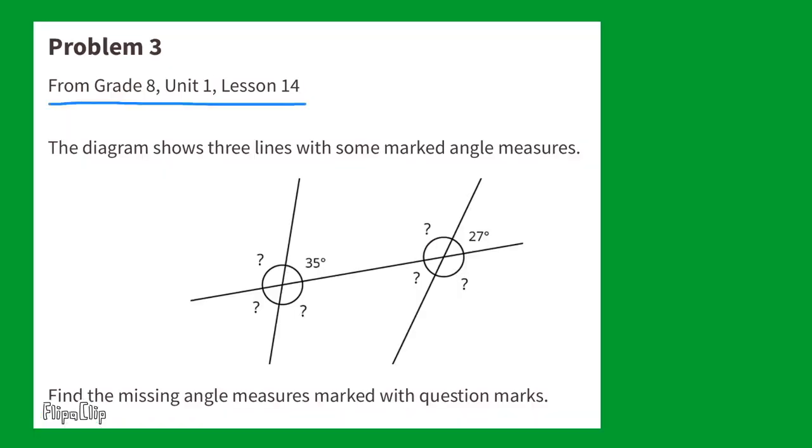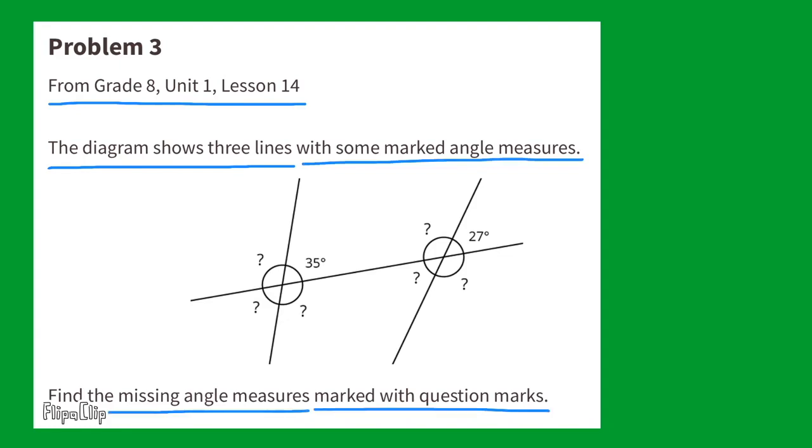Problem number 3 from 8th grade Unit 1 Lesson 14. The diagram shows 3 lines with some marked angle measures. Find the missing angle measures marked with question marks. Since I know that 2 supplemental angles total 180 degrees, I'm going to draw this line and use the information that they gave me to figure out the missing angle.